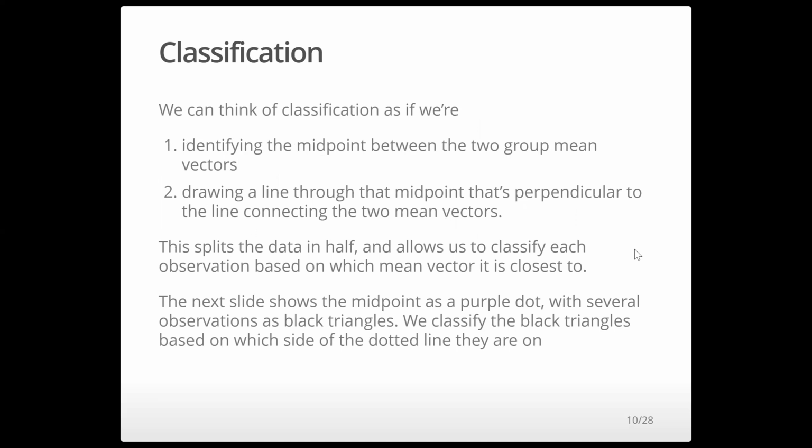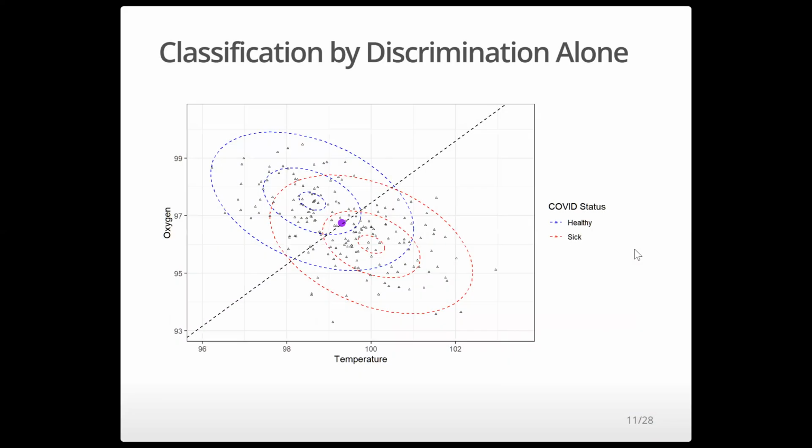We can think of classification as if we're first identifying the midpoint between the two group mean vectors, and then drawing a line through that midpoint that's perpendicular to the line connecting the two mean vectors. This splits the data in half and allows us to classify each observation based on which mean vector it's closest to. The next slide shows the midpoint as a purple dot with several observations as black triangles, and we can classify the black triangles based on which side of the dotted line they're on. You can see that purple dot is the midpoint between the two means of the two distributions, and the dotted line cuts right through that midpoint perpendicularly.